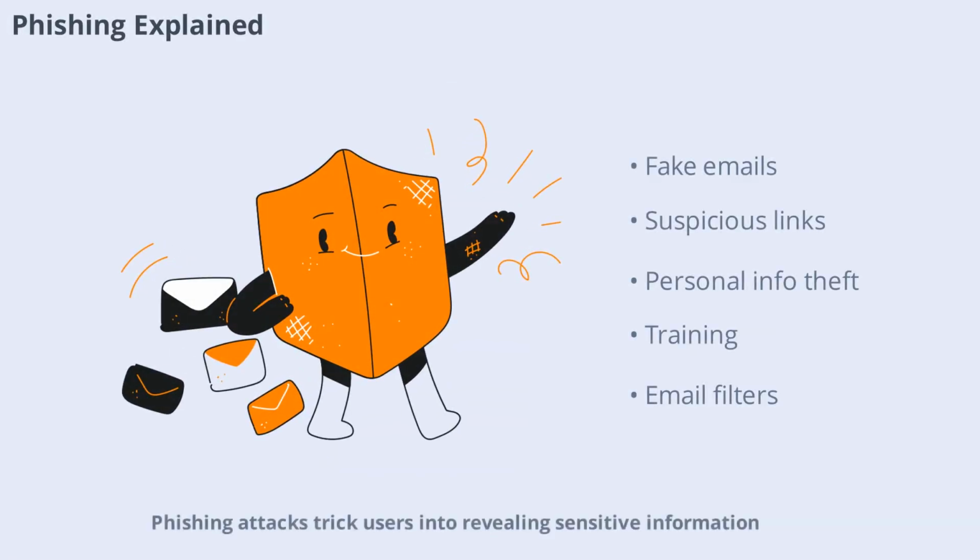Phishing attacks trick users into revealing sensitive information, often through fake emails or websites that appear legitimate. Attackers may pose as trusted organizations, asking for passwords, credit card numbers, or other personal details. Recognizing phishing attempts involves checking for suspicious links, poor grammar, and unexpected requests. Organizations train employees to spot these red flags and use email filters to reduce the risk. Awareness is the best defense against phishing.